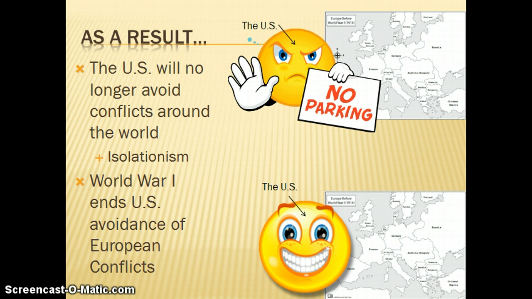After the Spanish-American War, the United States decided that it would get more involved in foreign affairs, and World War I officially ends the United States' avoidance of conflicts that took place in Europe. Before this time, the U.S. said, stay on your side, we'll worry about what's going on in the Americas. We don't want to have anything to do with the conflicts that are taking place in Europe. But World War I ends that when the U.S. decides to get involved.